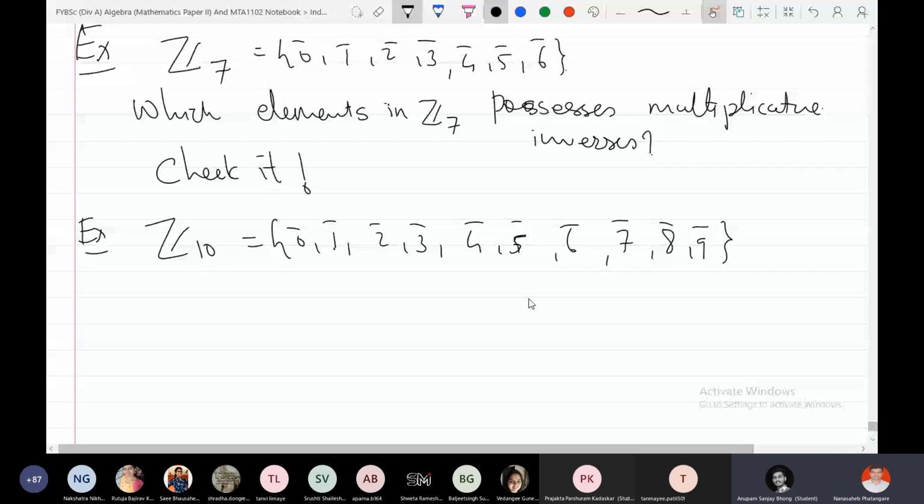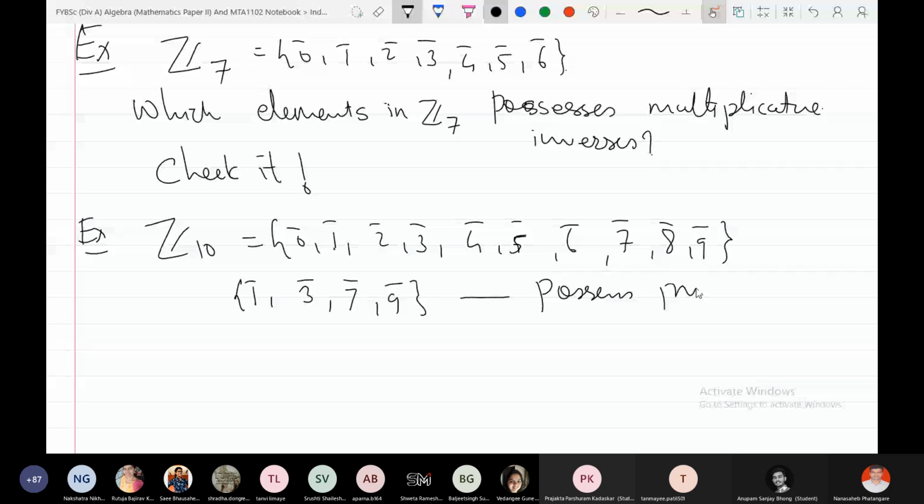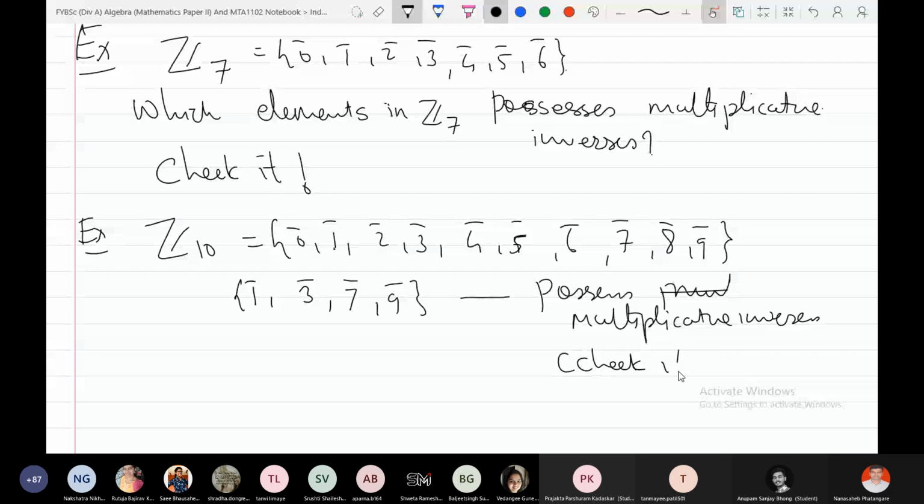1, 3, 7, 9. 1 bar, 3 bar, 7 bar, and 9 bar. These elements possess multiplicative inverses. You check it. So you need to check it. Therefore, what is the Z10 cross set? The set of elements having multiplicative inverses. So this is Z10 cross.